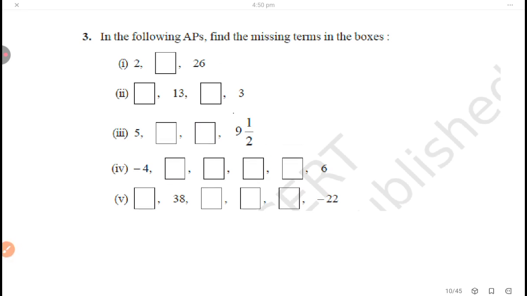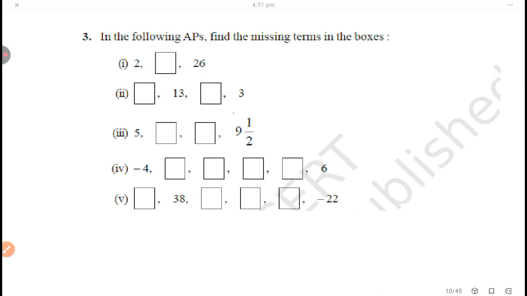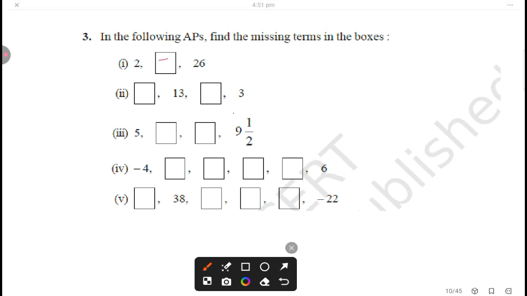Another question. In the following AP, find the missing boxes. Here the first term you know and the 26 you know. You have to find the third term and the second term.